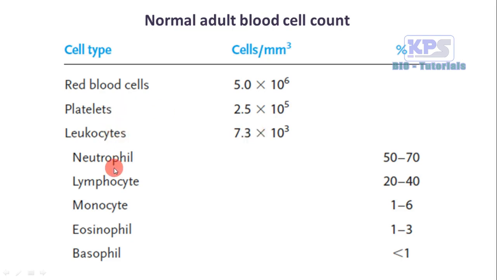Among these leukocytes, neutrophils form 50 to 70%, lymphocytes form 20 to 40%, monocytes form 1 to 6%, eosinophils form 1 to 3%, and basophils form less than 1%. This is the proportion of different leukocytes in our blood.